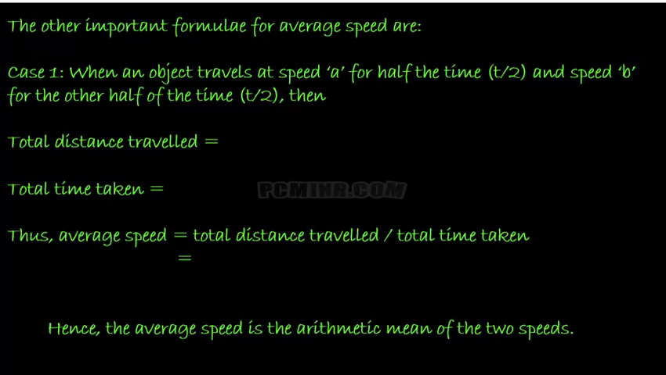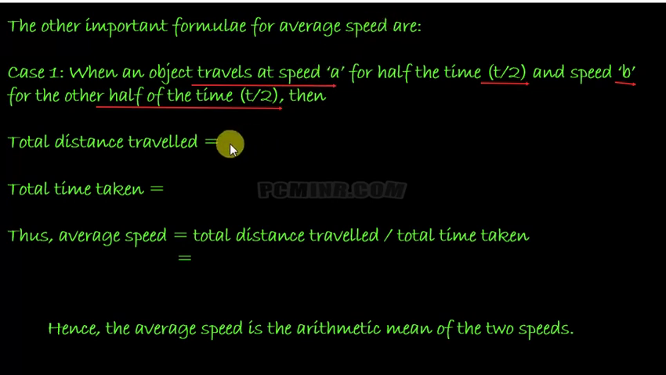Now, depending on what is given to you, you can use two different formulae for average speed. The first is the case when an object travels at a speed A for half the time, T by 2, and speed B for the other half of the time, T by 2. So here we have time split into two equal halves, and the speed is A for the first half and B for the second half. In that case, how do you find the average speed?